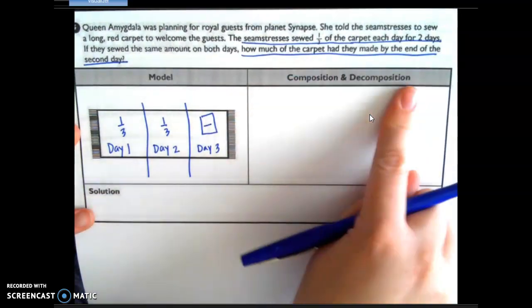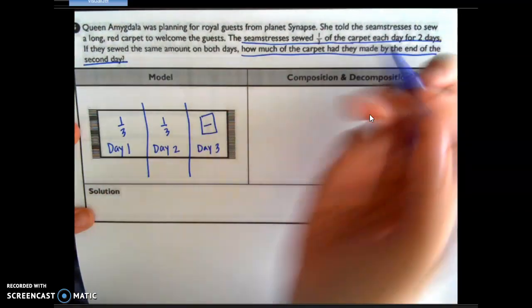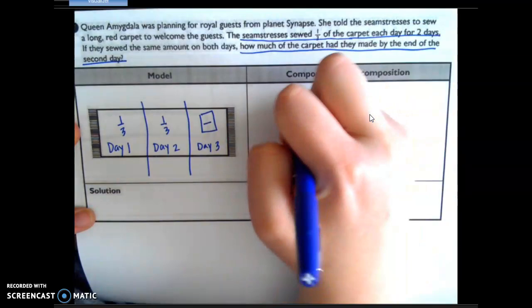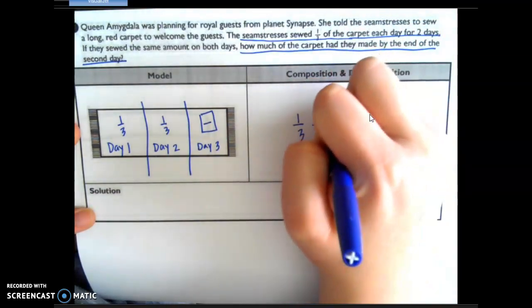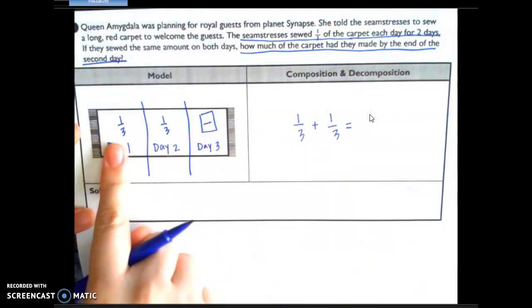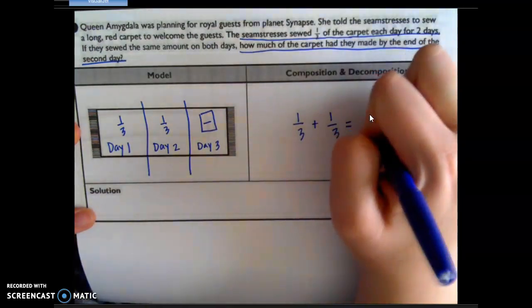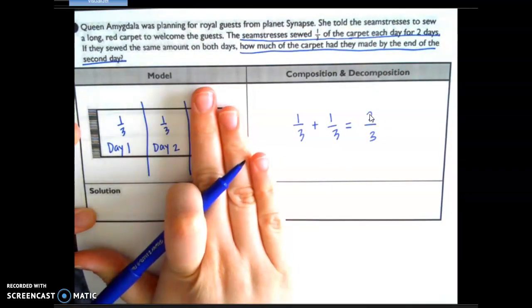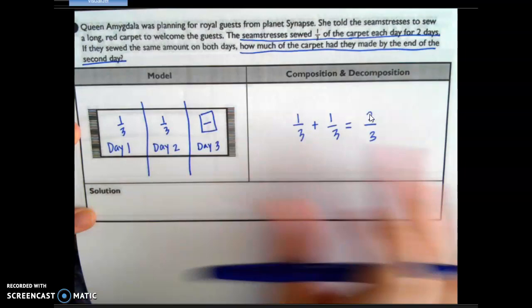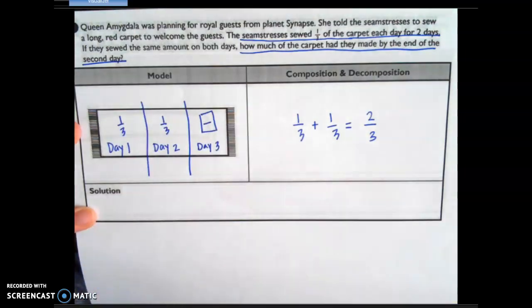Well, here's our composition and decomposition. So I'm going to be composing this fraction. That's 1/3 plus 1/3 equals 2/3, because that right there is 2 of your 3 total pieces.